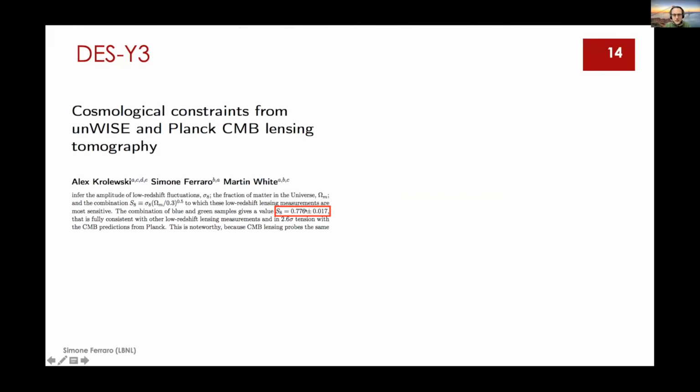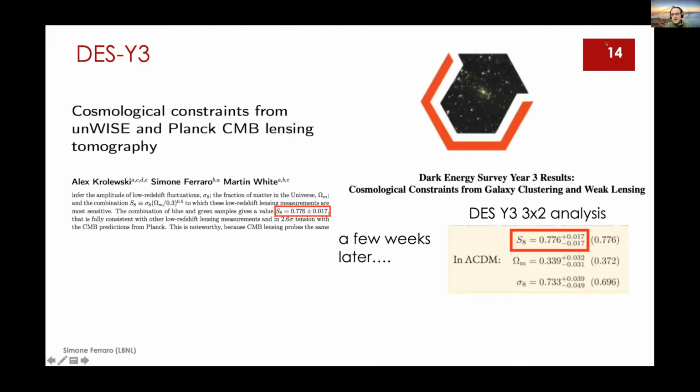I say it was 0.776 plus or minus 0.017, and a few weeks later, the SCR3 comes out, and you can look at the number, and this is a very amusing coincidence, and that's why I'm showing it here. But you see, this is exactly the same number, 0.776, and exactly the same error bar, right? So of course, this is coincidence, and I found it amusing, and so of course I wrote to the DES team.